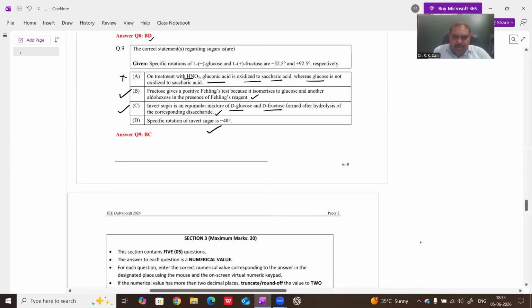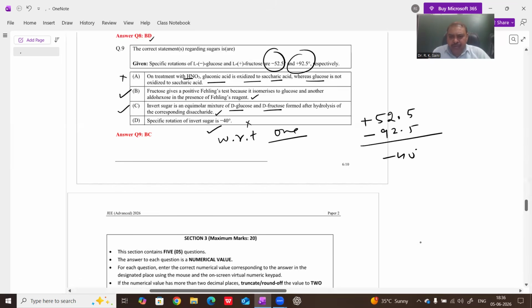Specific rotation of invert sugar is -40. It is incorrect because specific rotation is always written with respect to one molecule of the mixture. The specific angle of rotation of glucose is +52.5, and levorotatory fructose is -92.5. Therefore, -40 degrees divided by two molecules, one molecule of each, so the specific angle of rotation of invert sugar is -20 degrees, not -40 degrees, and hence only B and C are correct.